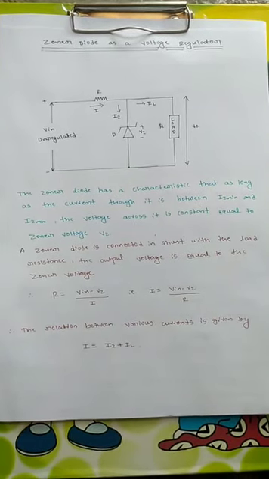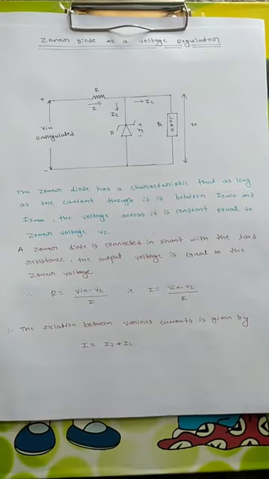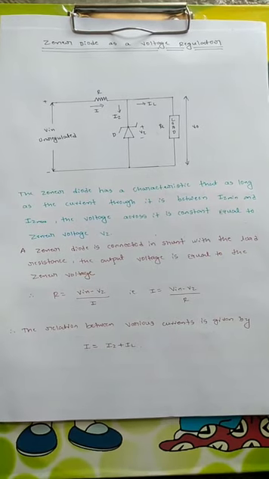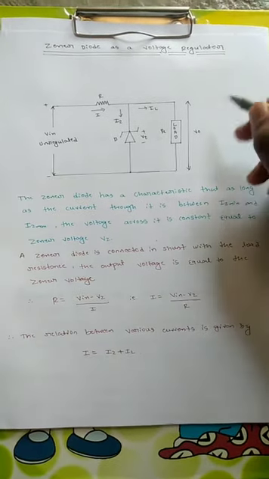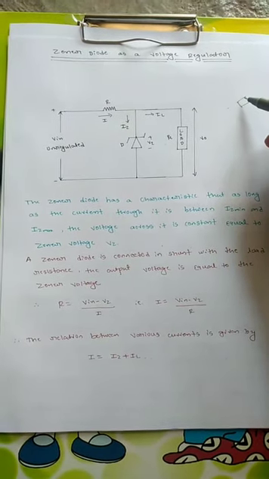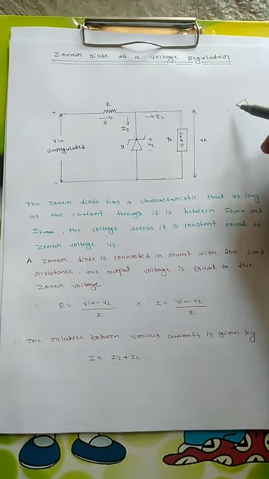So in this video we are going to discuss how we can use the Zener diode as a voltage regulator. First we'll see what is meant by a voltage regulator. Suppose there is a device like a fan, so it wants a constant voltage to be supplied.